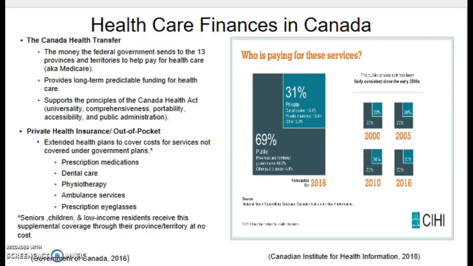Private health insurance plans are supplemental health plans to cover costs for services not covered under government plans, such as prescription meds, dental care, physiotherapy, ambulance services, and prescription eyeglasses. However, seniors, children, and low-income residents receive this supplemental coverage through their province or territory.